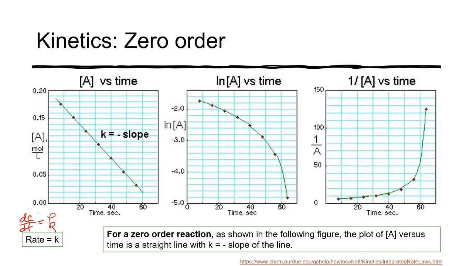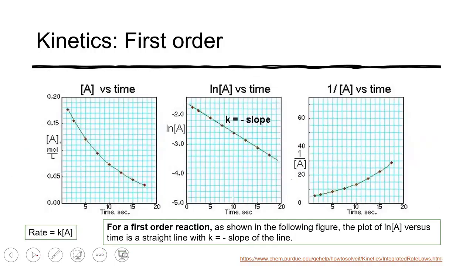It's not dependent on the concentration. And if we plot the concentration as a function of time, you see that it's a straight line and the slope is the rate constant. If you were to plot it as the natural log or the log of the concentration as a function of time, it's nonlinear. And the same is if you plot it as 1 over A as a function of time.